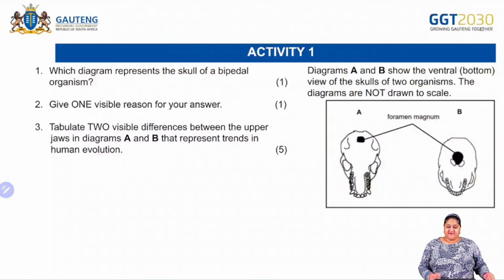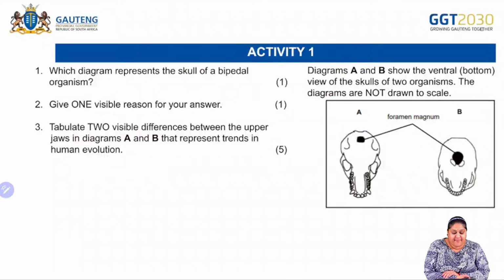Right, now let's do an activity. This diagram is showing diagram A and B. It shows the ventral, meaning the bottom view of the skulls of two organisms. And it's important to note that the diagrams were not drawn to scale. Okay, so you just need to look at them. In this particular one, they are showing us the foramen magnum. That was nice of them. They don't always have to show you that is the foramen magnum.